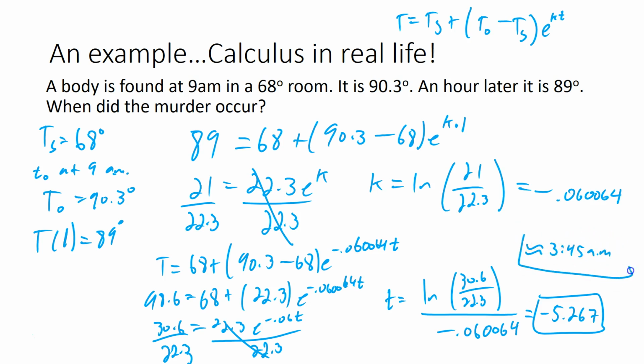This is how they use it in forensics. They measure the temperature of a body, then measure it an hour or any number of hours later. That will tell you, and you'll be able to solve for K. Then you can do a little bit of algebra using logs to figure out when that person actually died, which is kind of cool. Nice. Okay, Newton's law of cooling, math in action. Love it. All right, let's see what else we got.